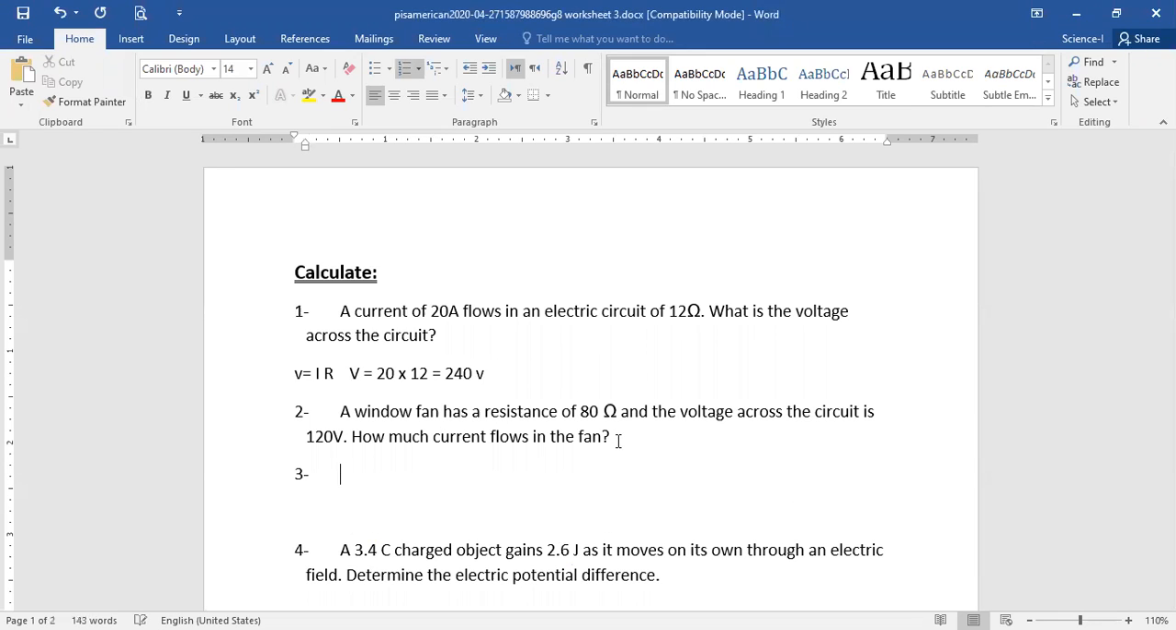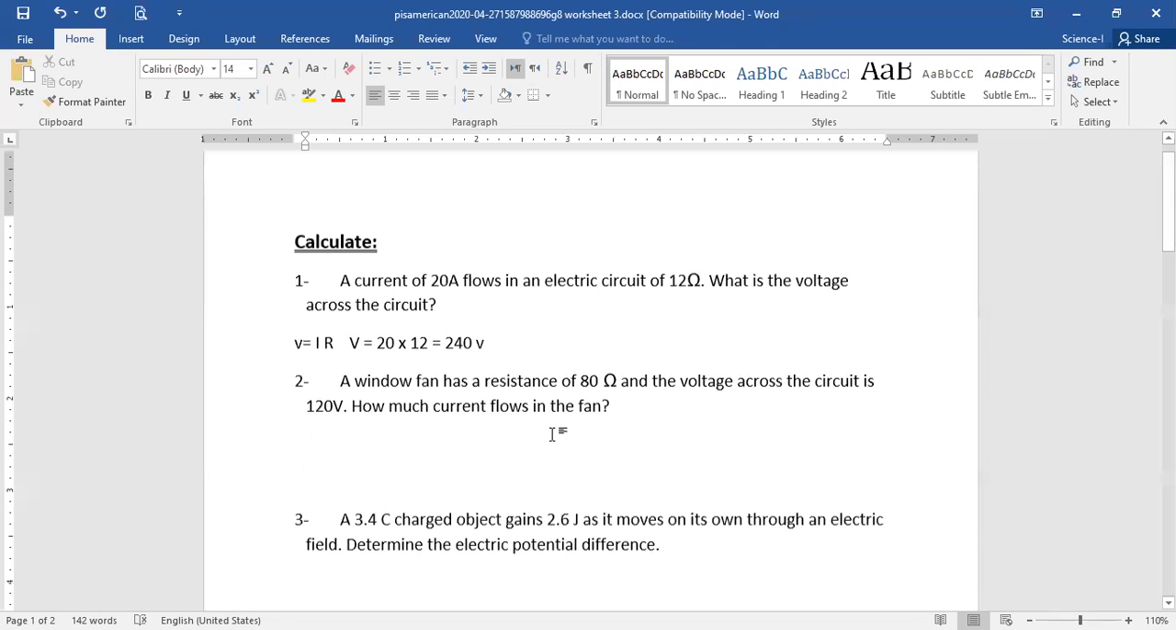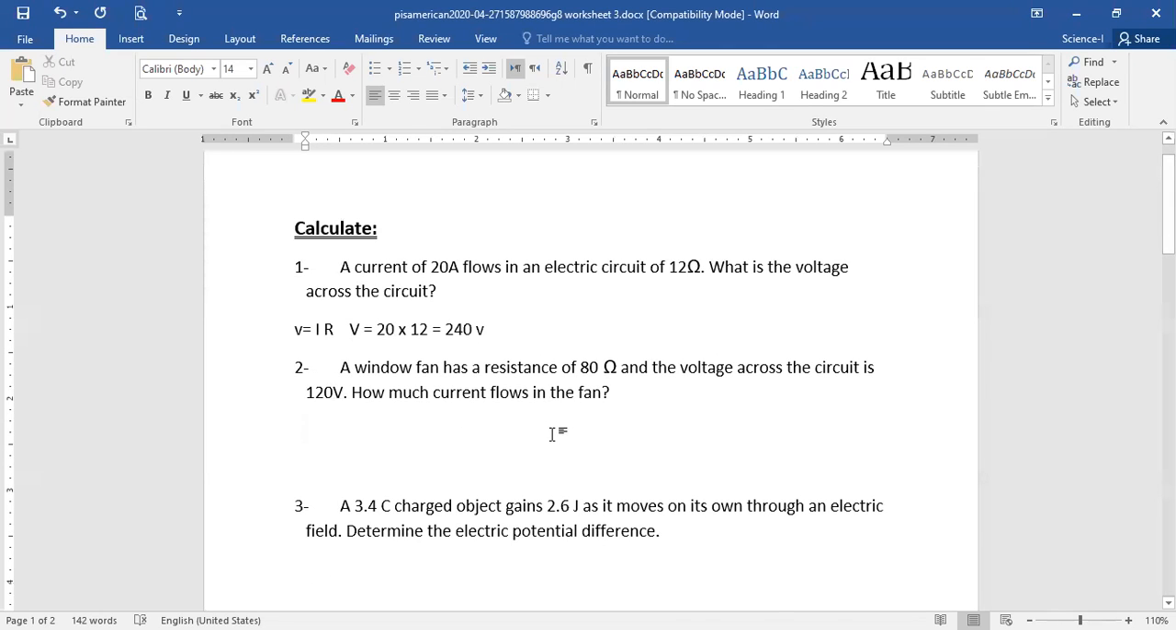Let's answer question number 2, guys. A window fan has a resistance of 80 ohms and a voltage across the circuit is 120 volts. How much current flows in the fan? Who can answer this question? Please raise your hands if you know the answer. Try.